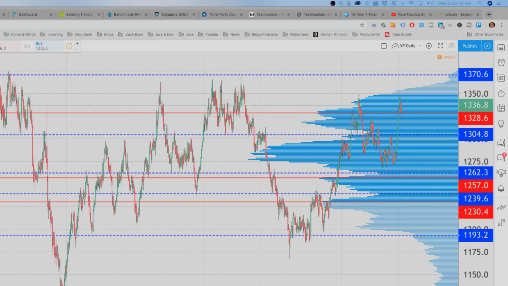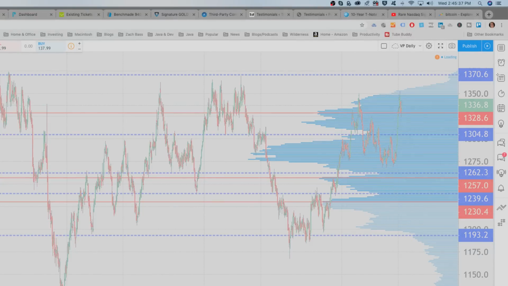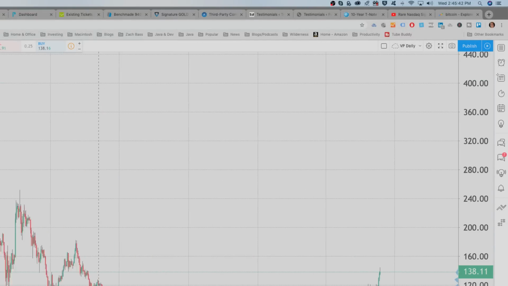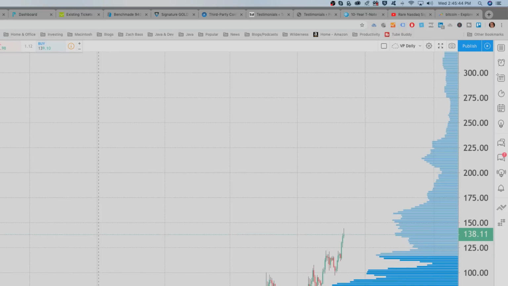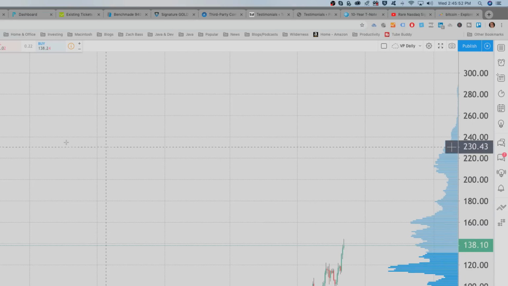The other day, I did call for a breakout of Litecoin, and in fact, it did break out. That was last week. Let's see, LTC/USD, and you can go back to that video. I think I gave a target of about 145 to 160, and currently we're at 138. It did reach up as high as 143. So that was my call last week.